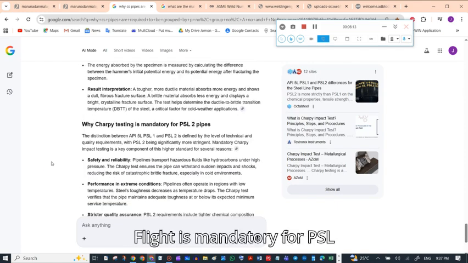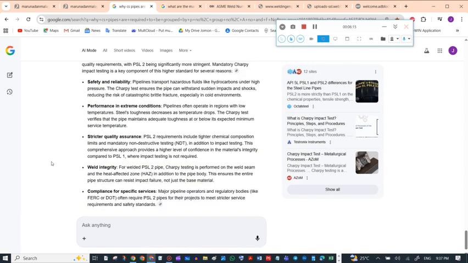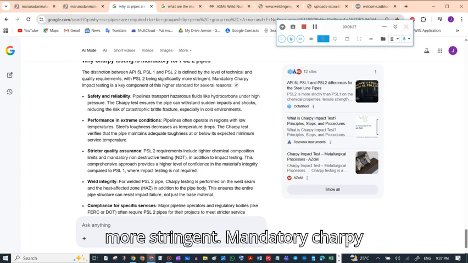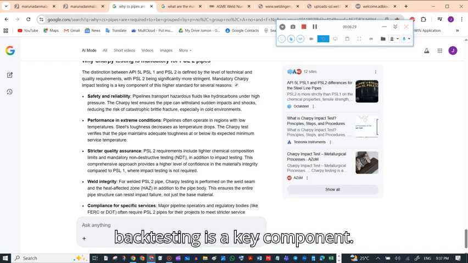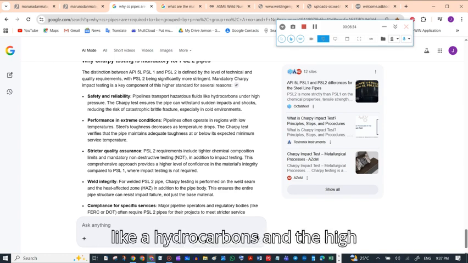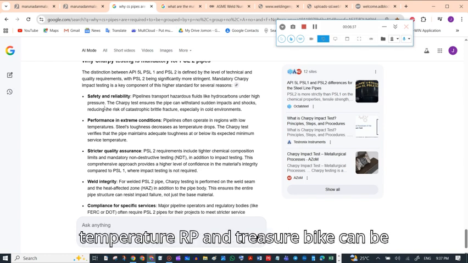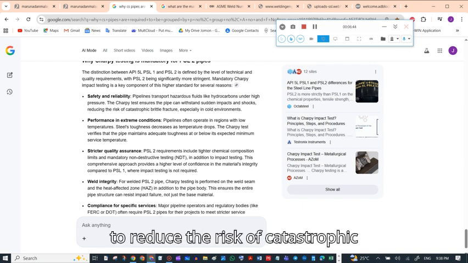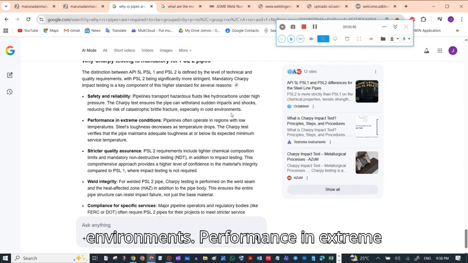Why is it mandatory for PSL2? PSL2 is much more stringent. Mandatory Charpy impact testing is a key component. Because the pipes transfer hazardous fluids like hydrocarbons at high temperature and pressure, Charpy ensures the pipe can withstand sudden impacts and shocks, to reduce the risk of catastrophic brittle fracture, especially in cold environments.